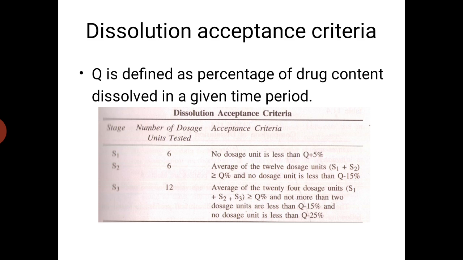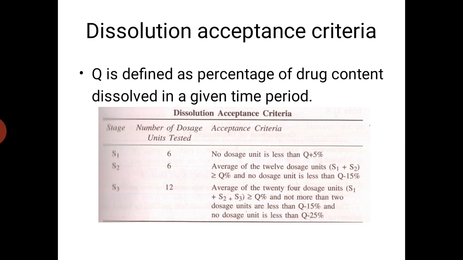So here we are considering the average value. It failed in stage 1. That means the tablet is having some issue. It failed in stage 1 and you are performing stage 2. In stage 2, two conditions are there. First condition, the average of 12 should be greater than the Q value, 80%.